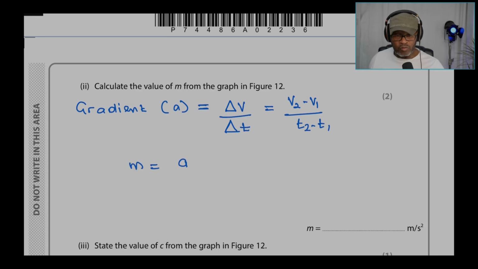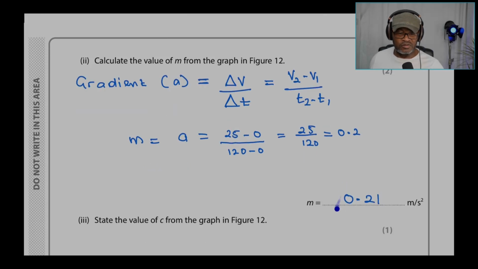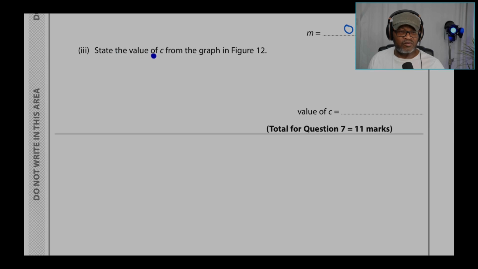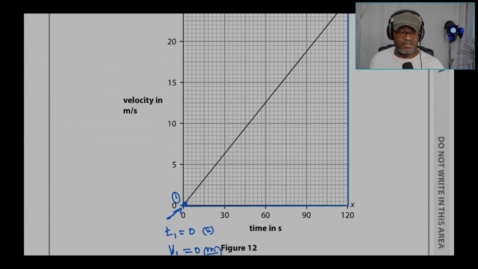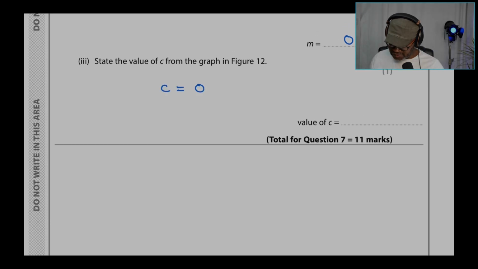We know that from our coordinates. We know that v2 is 25, v1 is 0, t2 is 120, t1 is 0, and that gives 25 over 120. That equals 0.21, so that is 0.21 meters per second squared. Part 3 states the value of c from the graph in figure 12, where we can see c is the intercept on the y-axis. The intercept on the y-axis is 0. Therefore, we'll say c equal to 0.